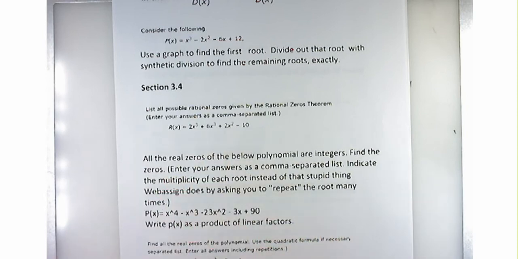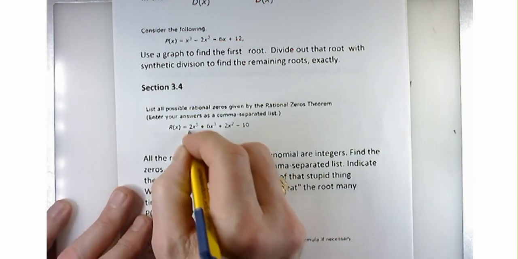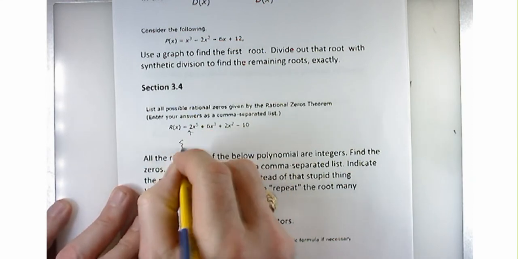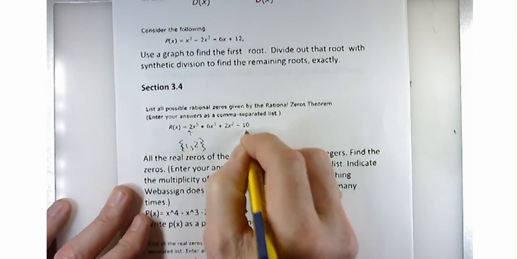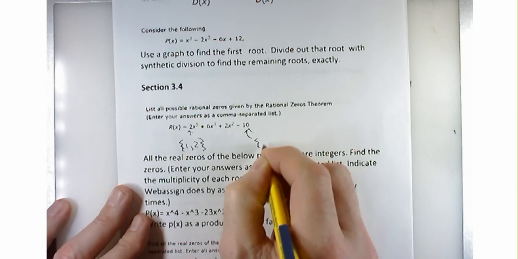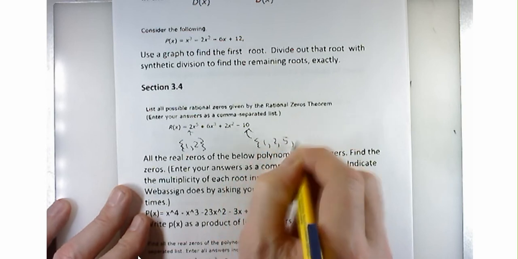Rational root theorem. Oh boy. Rational root theorem. There's a couple numbers that are factors of 2, 1 and 2, and a couple numbers that are factors of 10: 1, 2, 5, and 10.